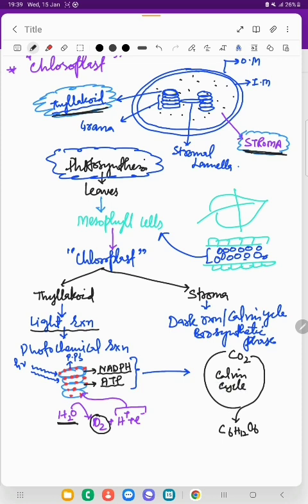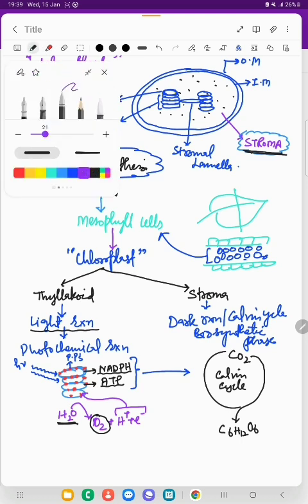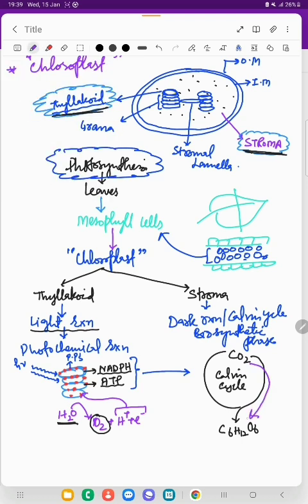For the reduction of carbon dioxide into glucose, it needs a lot of energy. A lot of energy is involved because it is an endothermic reaction, right? And this energy comes from the light reaction in the form of NADPH and ATP. The NADPH and ATP that are formed during light reaction are utilized in the reduction of CO2 into glucose.